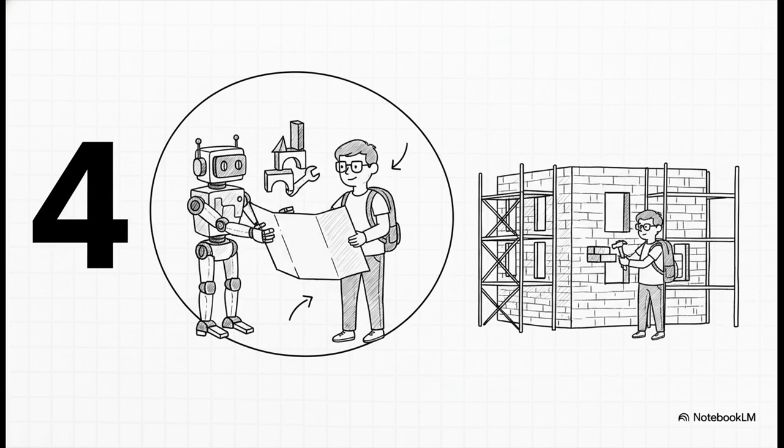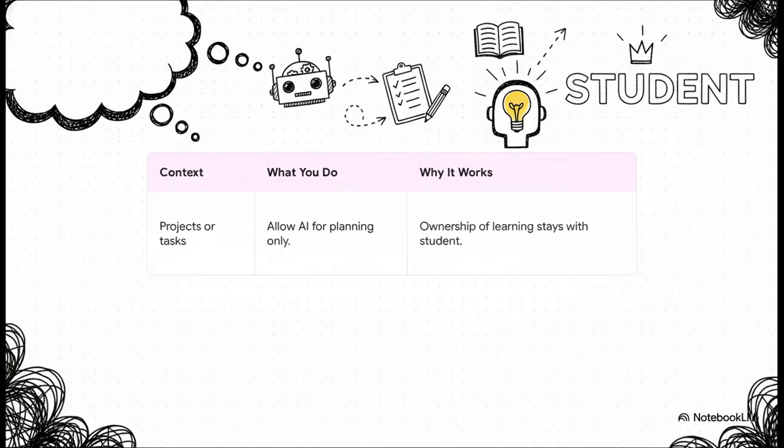Okay, number 4 is a really, really important one. The focus here is using AI to help with planning, not with producing the final product. Think about a big research project. You could totally let students use an AI tool to brainstorm ideas or help structure their outline. But that's where it stops. The actual research, the writing, the arguments, that's all on them. This way, they still own their learning, 100%. The AI is just a brainstorming partner.